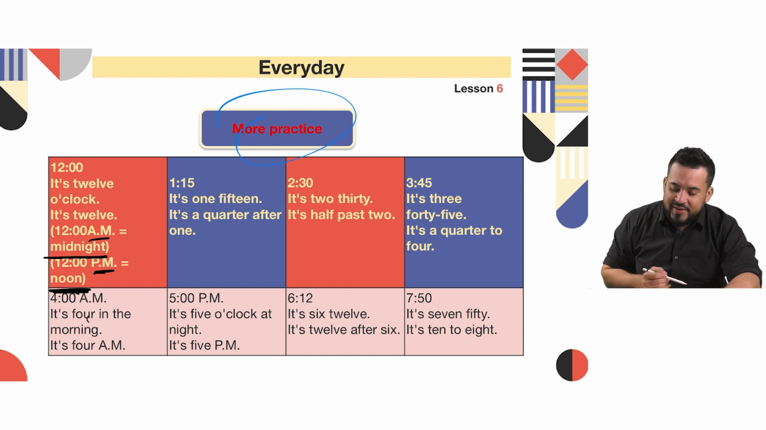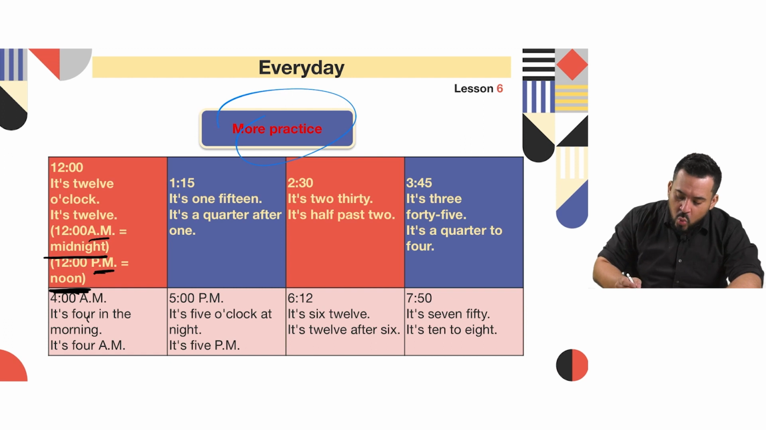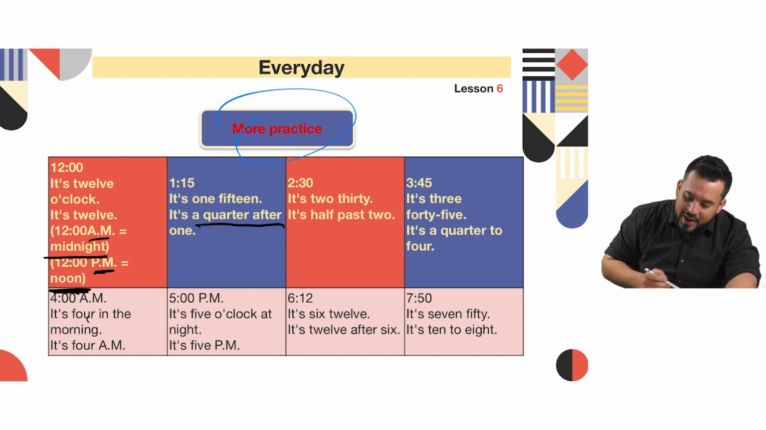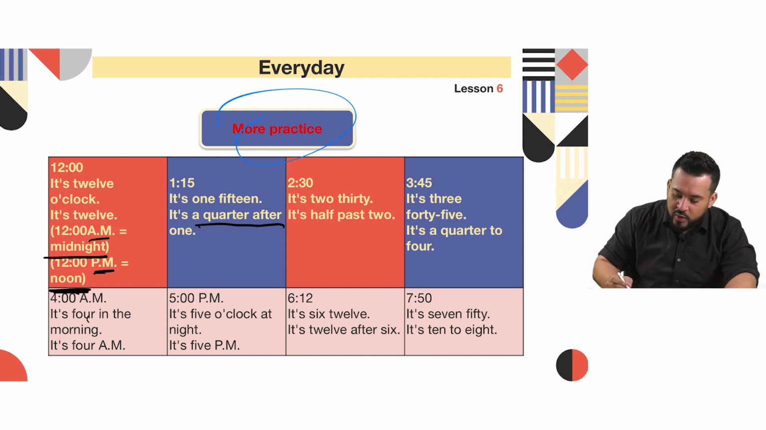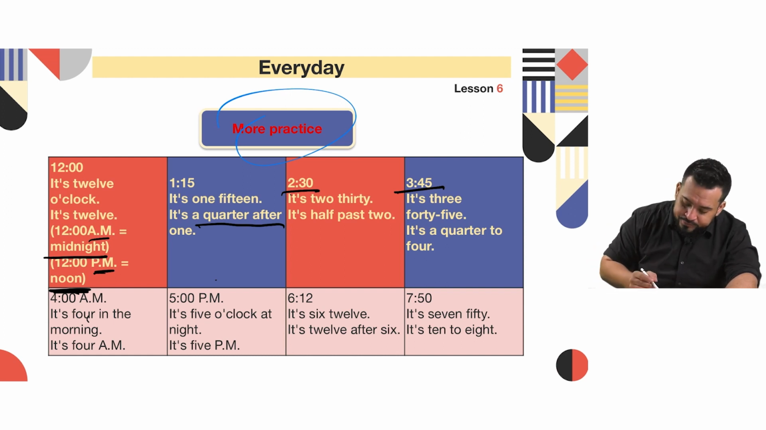It's 1:15. That's American way. British way is quarter past 1. American way, 2:30. British way, it's half past 2. American way, 3:45. British way is quarter to four. That means it's 15 minutes before 4 o'clock. It's 4 a.m.